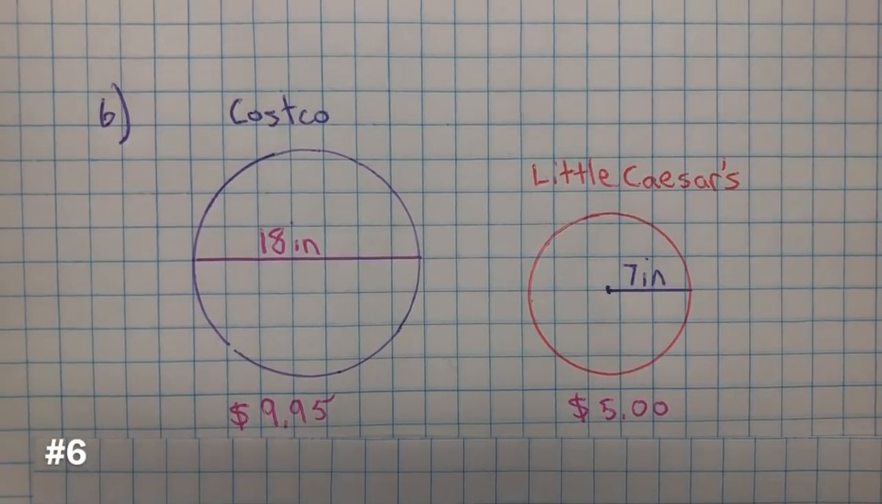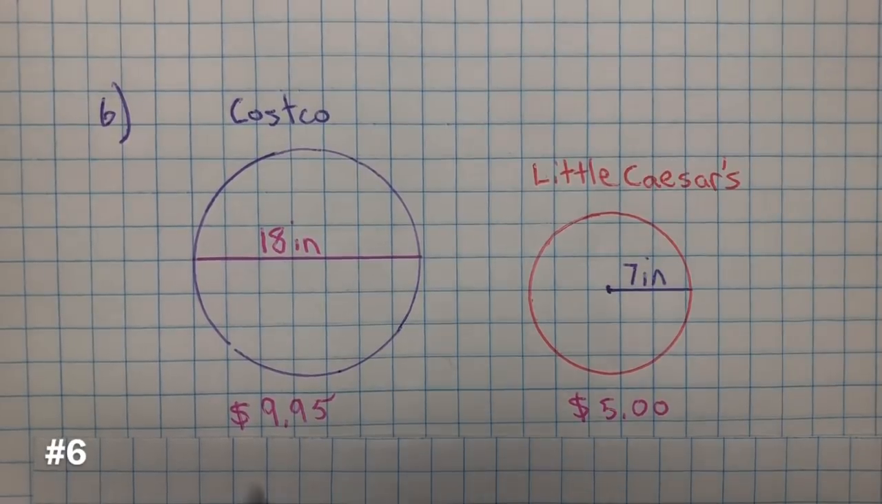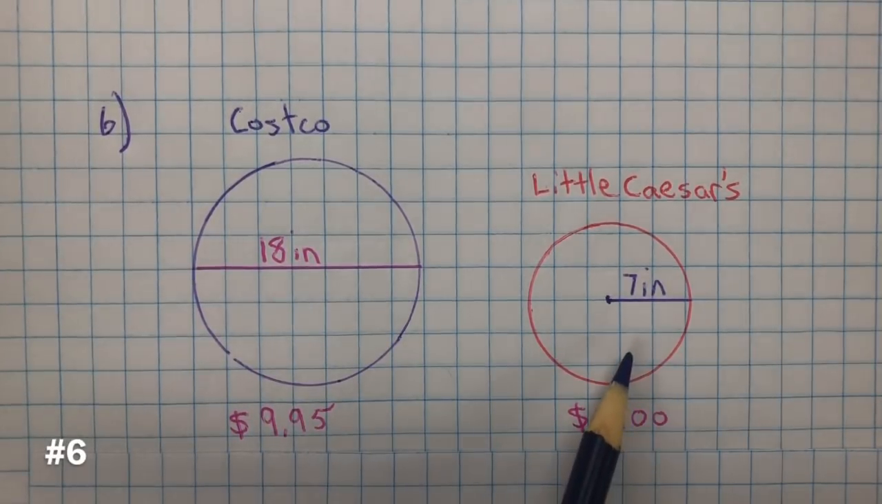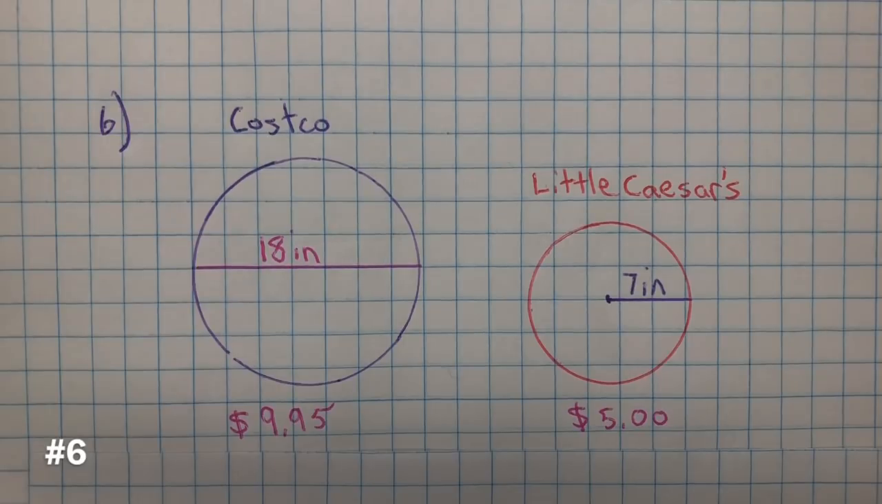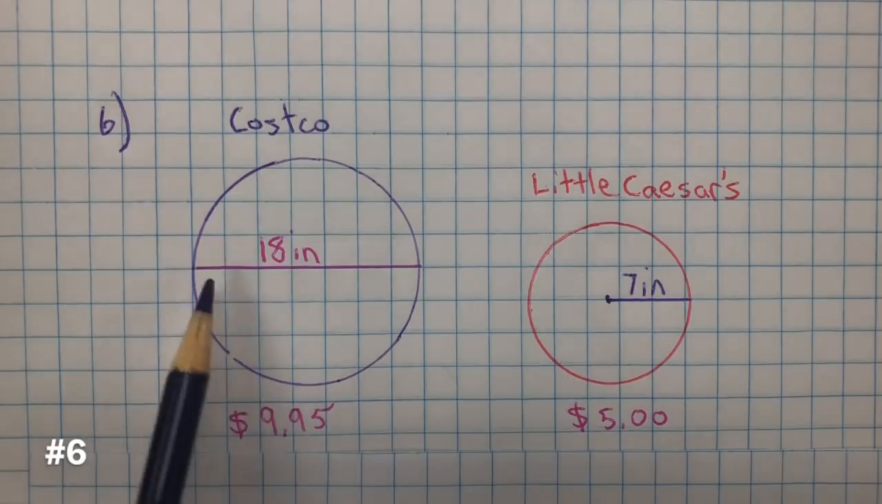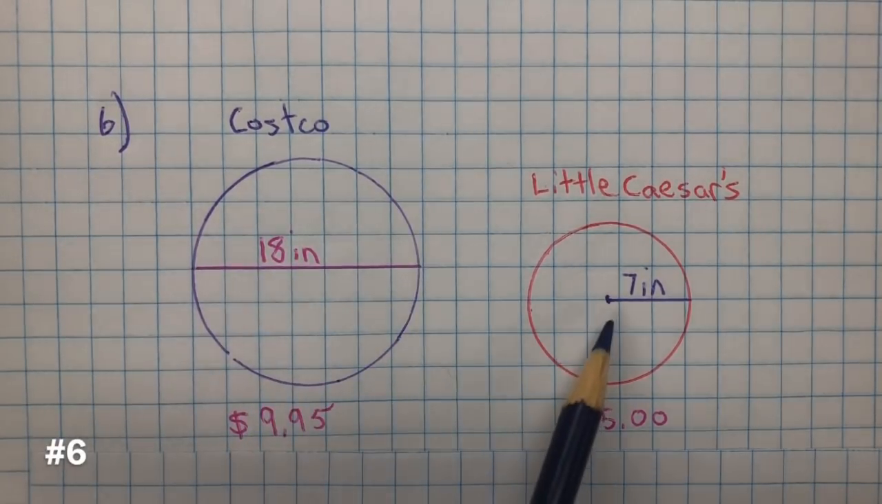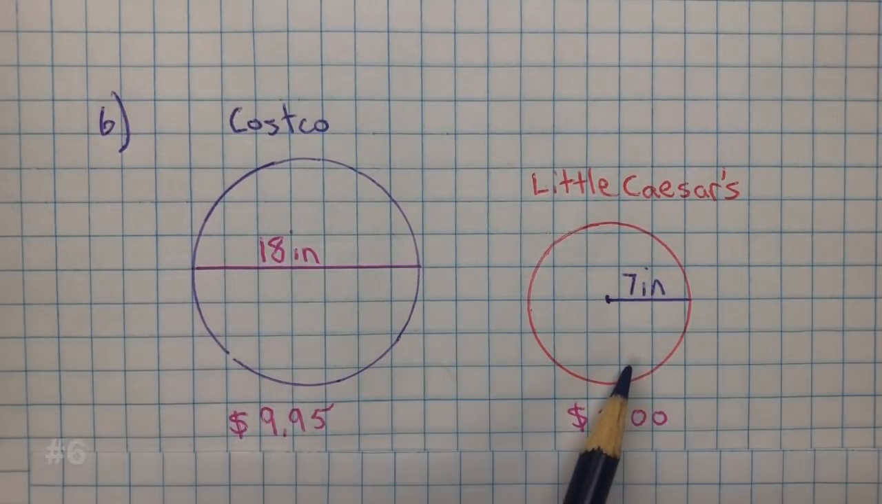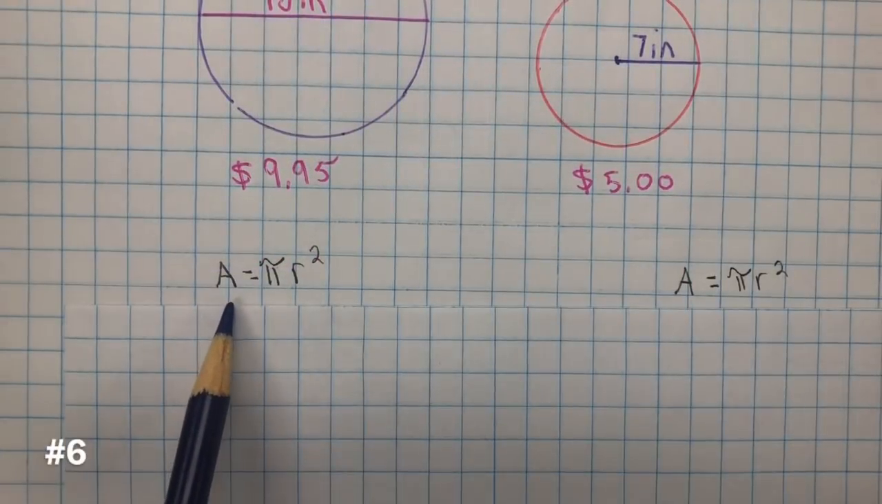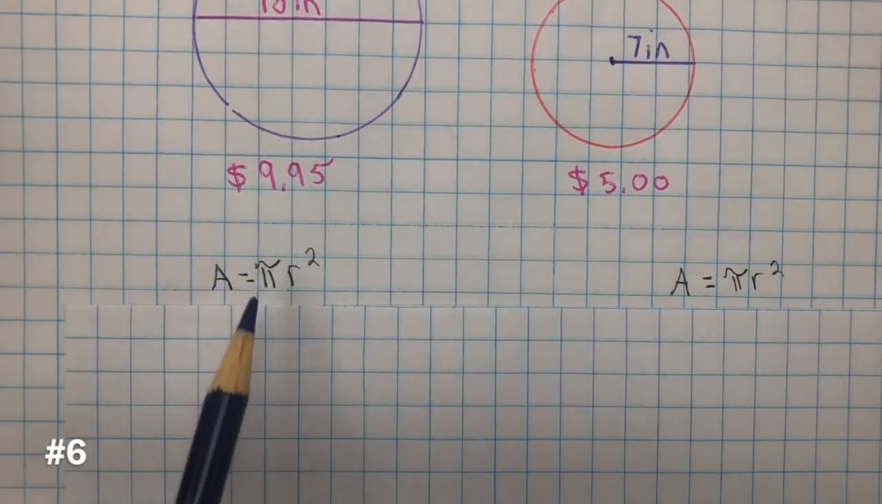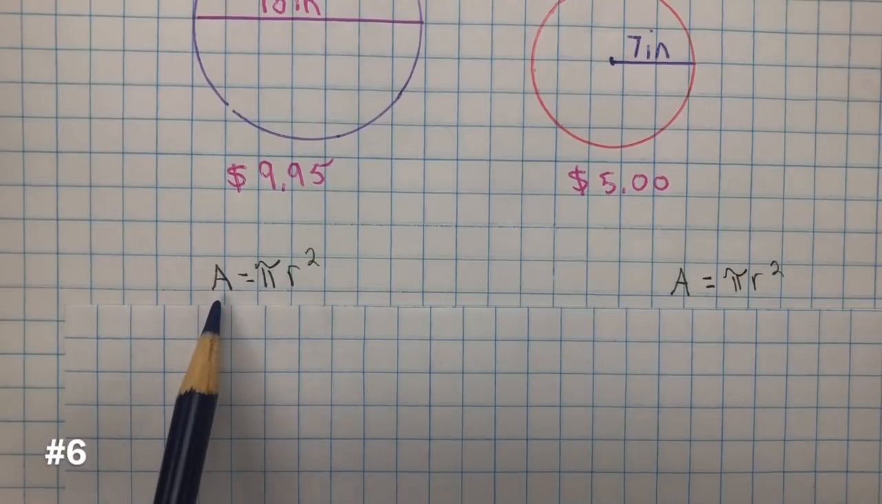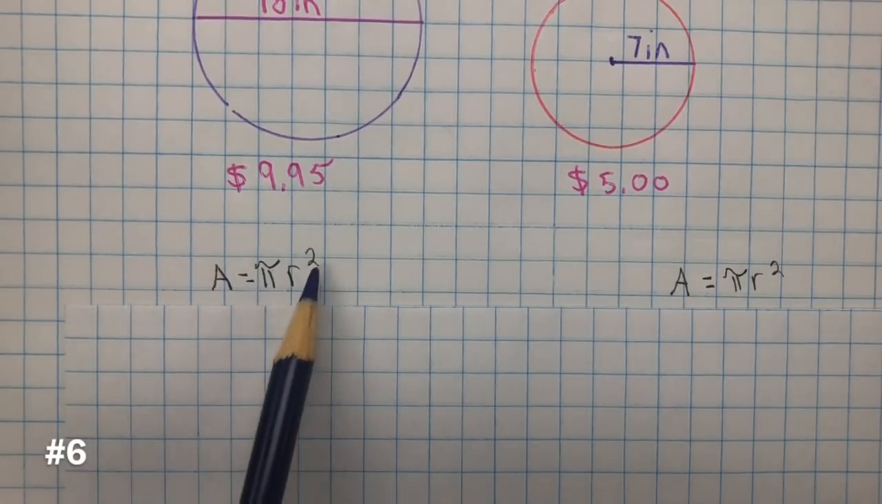For number 6, Costco sells an 18-inch diameter apple pizza for $9.95. Little Caesar sells a 7-inch radius pizza for $5. Which store has the better unit price per square inch? Well, first we need to determine how many square inches are in each of these pizzas. So remember, the area of a circle is pi r squared. The way I remember it is apple pies r squared.